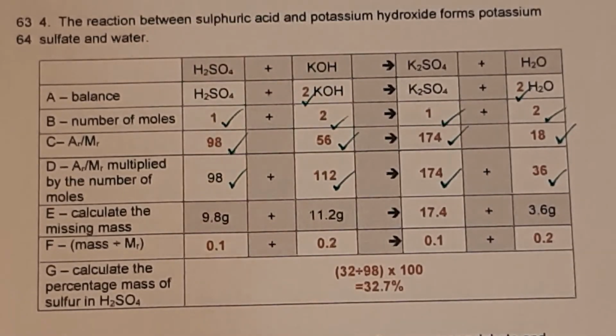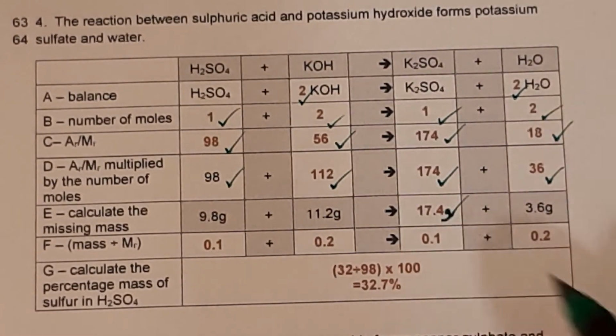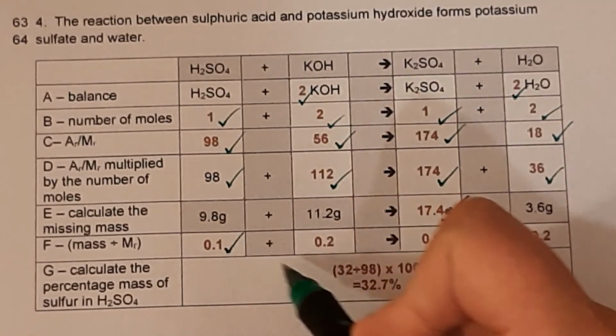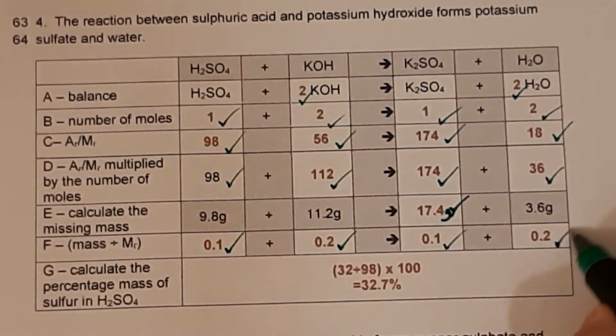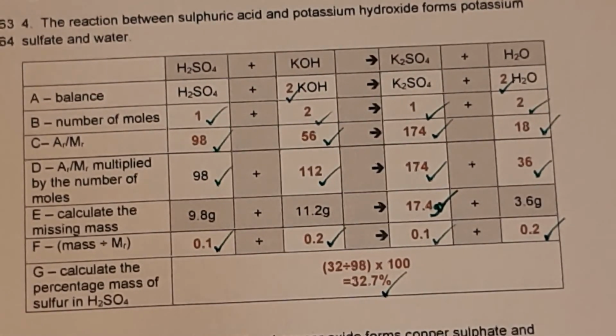Calculating the missing mass using the law of conservation of mass gives us 17.4 grams, which we should put a G in there, wonderful. So taking the mass and dividing it by the relative molecular mass gives us 0.1 moles, 0.2, 0.1 and 0.2 moles. To calculate the percentage mass of sulfur in H2SO4, we take the relative molecular mass of sulfur, which is 32, divide it by the relative molecular mass of H2SO4, sulfuric acid, which is 98, multiply it by 100, we get 32.7%, or 33 if you've done it just to the nearest whole percent.